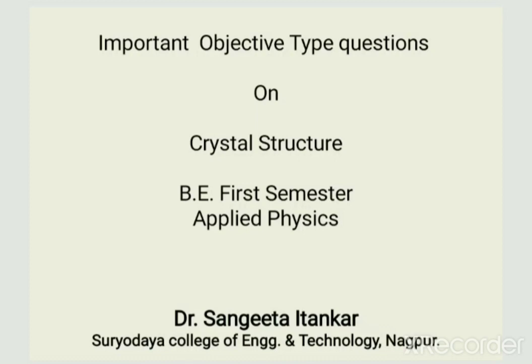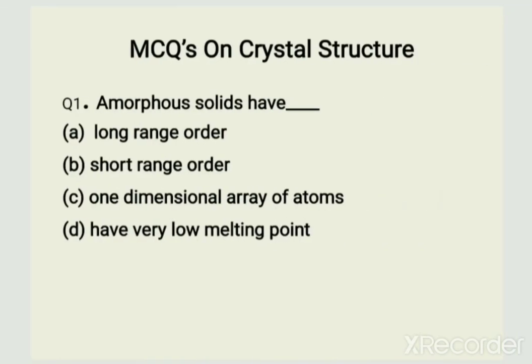Today we will discuss important objective type questions which are based on the crystal structure. So let us start. The first question is: amorphous solids have long range order, short range order, one dimensional array of atoms or have very low melting point.